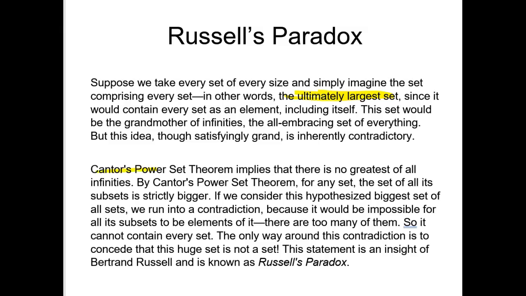Okay, Cantor's power set theorem implies that there is no greatest of all infinities. By this theorem, for any set, the set of all its subsets is strictly bigger. But if we consider this hypothesized biggest set of all sets, we run into a contradiction because it would be impossible for all its subsets to be elements. There's just too many of them. So it cannot contain every set. And the only way around this contradiction is to concede that this huge set is not a set. But we said it was a set, and that exactly is the paradox.